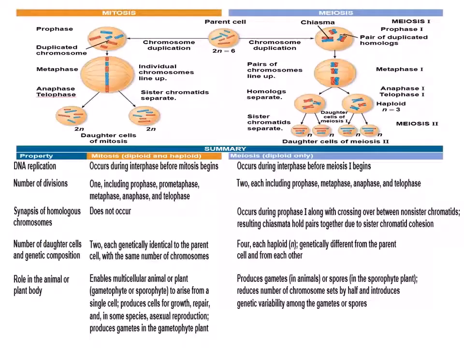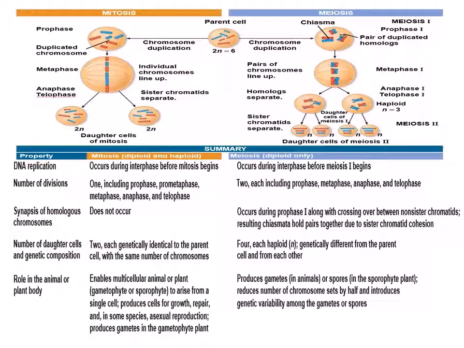So again, mitosis and meiosis are not the same thing. Meiosis is not just mitosis twice. As far as DNA replication goes, both of them have DNA replication before they begin, during S phase of interphase. Mitosis has one round of nuclear divisions: prophase, metaphase, anaphase, telophase. Meiosis has 2 rounds: prophase 1, metaphase 1, anaphase 1, telophase 1, and then the whole thing again. In mitosis, synapsis of homologous chromosomes does not occur. However, it does occur in meiosis in prophase 1, and that's when crossing over can happen between non-sister chromatids.